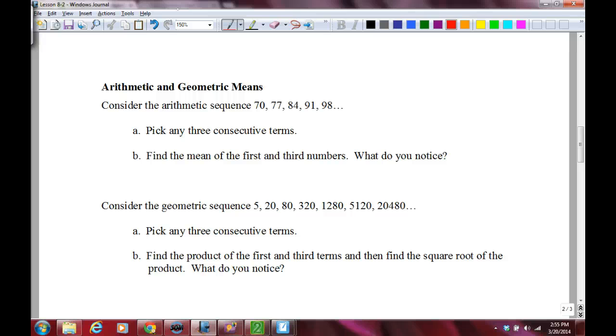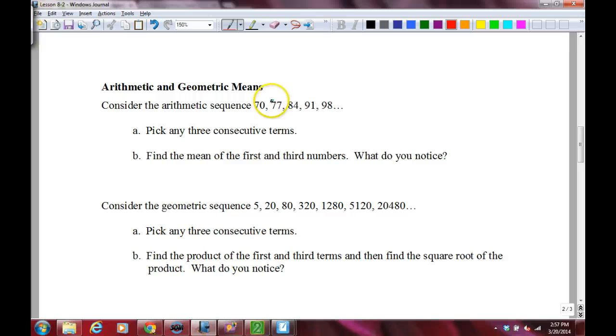Okay, this one says, consider the arithmetic sequence of 70, 77, 84, 91, and 98. Pick any 3 consecutive terms. I'm going to let you guys do that right now. I want you to go through A and B right now on this and try it yourself and see what happens. Pick 3 of them in a row. Consecutive means in a row.